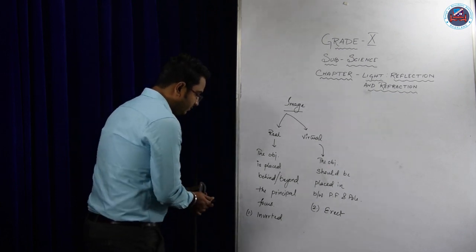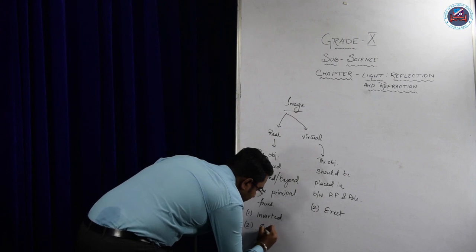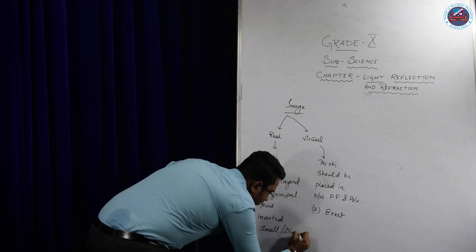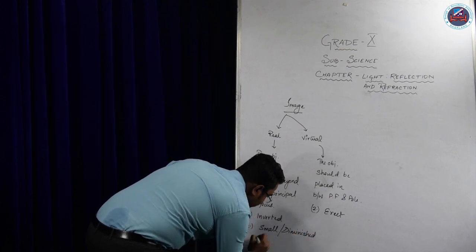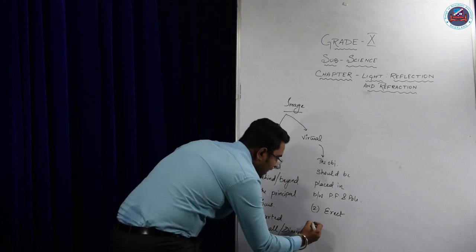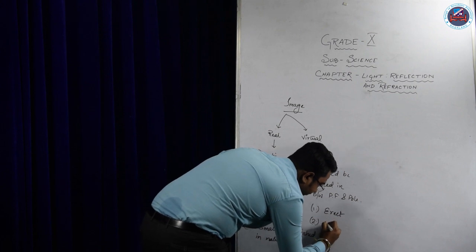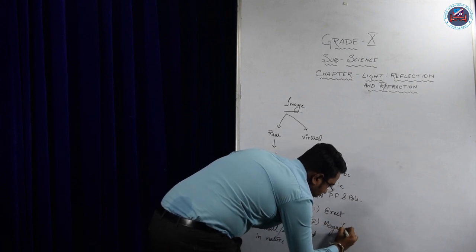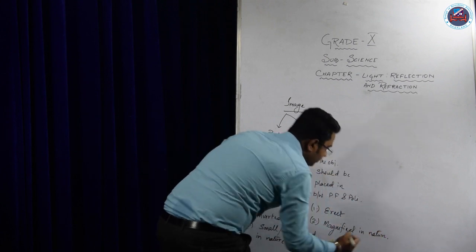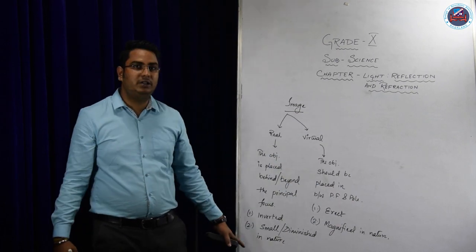Next, real images are very small, or diminished, in nature. Whereas virtual images are magnified, very big in nature. So these are the basics about the image.